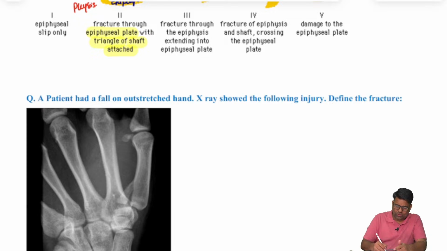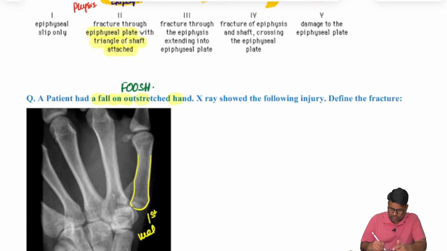Now, then there was an X-ray of a person who had a fall on an outstretched hand, as a push injury, right? So fall on outstretched hand, and then an X-ray was given. Here, if we look at the X-ray, here we can see a bony fragment, right? So this is the fracture line here. This is the fracture line.